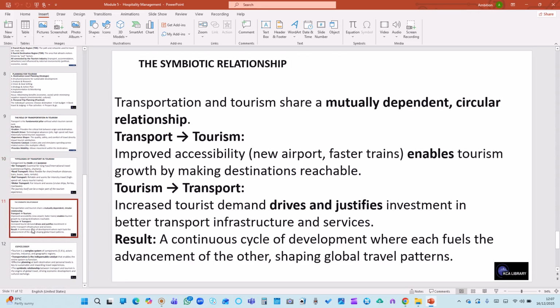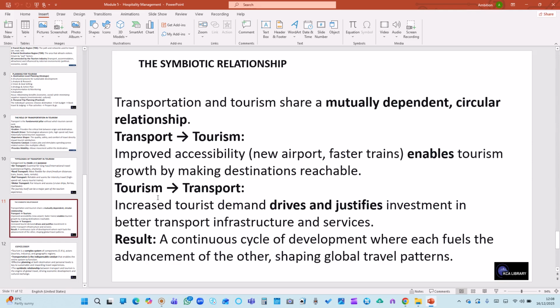Now let us look at the symbiotic relationship between transportation and what? Tourism. Transportation and tourism share a mutually dependent circular relationship. Transport to tourism: transport improves accessibility, a new airport or faster train enables tourism growth by making destinations reachable. So without transportation, the destination for tourism can never be reached. Then tourism to transportation: it increases tourist demand, and drives and justifies investment in better transport infrastructure and services.